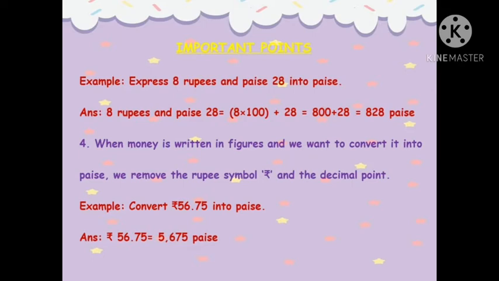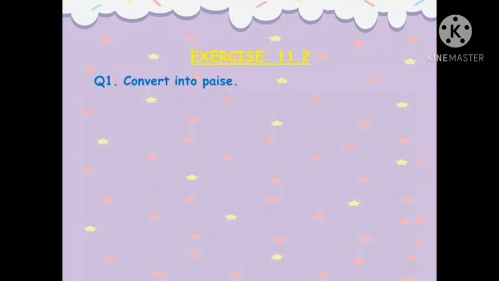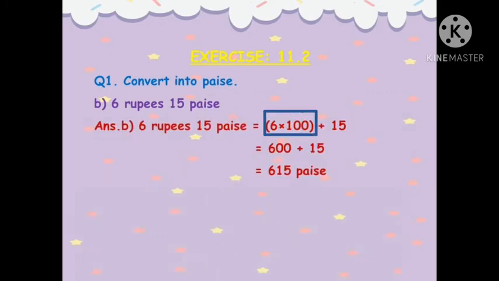Now, by keeping these points in our mind, let's start the new exercise, that is exercise 11.2. So, the first question is convert into paise. Let's solve number B, that is 6 rupees 15 paise. So here 6 will be multiplied by 100 and 15 will be added.